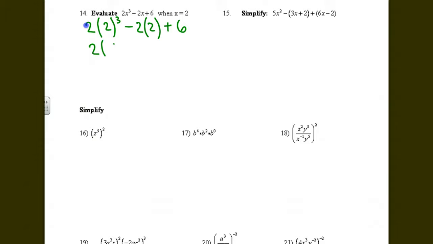So that would be 2 times 2 cubed is 8. So 2 times 8 minus 2 times 2 is 4 plus 6. It's going to give me 16. Take away 4 plus 6. From left to right, I go 16 minus 4 is 12 plus 6 is 18.